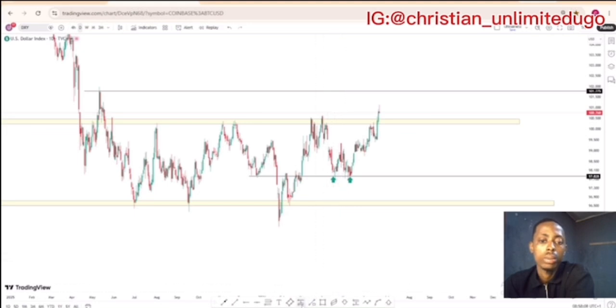So what I'm expecting on the DXY is that it either pushes back to this level, pulls up here and keeps heading to the upside, or we come back inside this level, test back here and head down to this resistance bar. It all depends on this level.